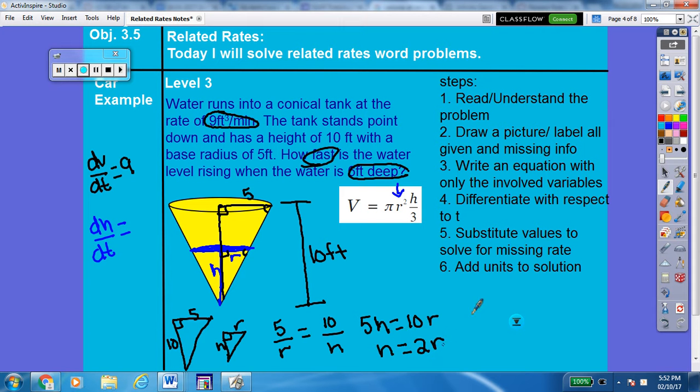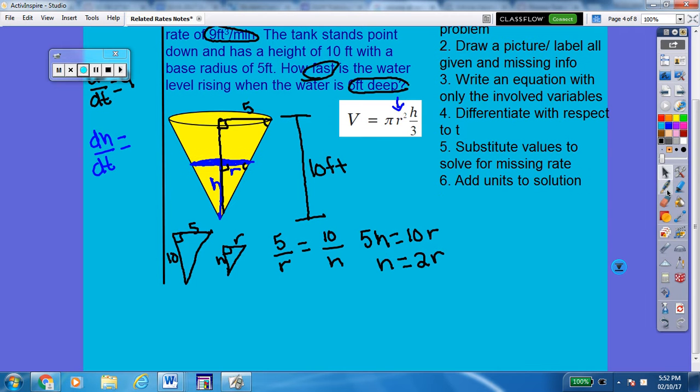So what that means for me is I can come back in this formula. Instead of writing it with an R and an H, I can replace R with what H is equal to in this particular problem. And now I will only have a V and an H to worry about, and I don't have to worry about that R giving me an R dt that I don't have. So I'm going to rewrite that volume function as pi times radius squared, and instead of radius, I made a mistake.